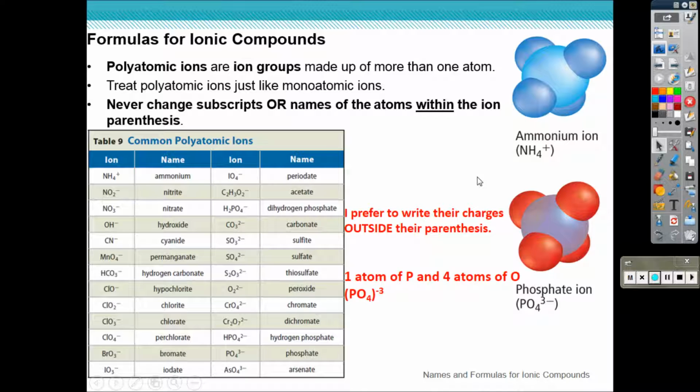Me personally, I don't like how they wrote the charge inside parentheses here. I do believe that when you're writing polyatomic ions, the charges need to be written on the outside. That way you know that the charge applies to everything inside.